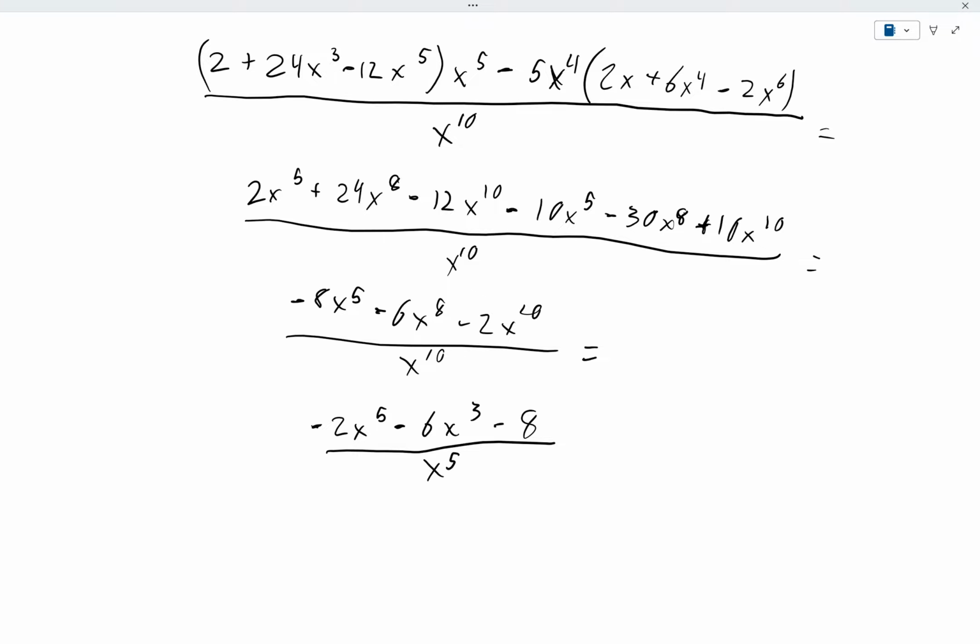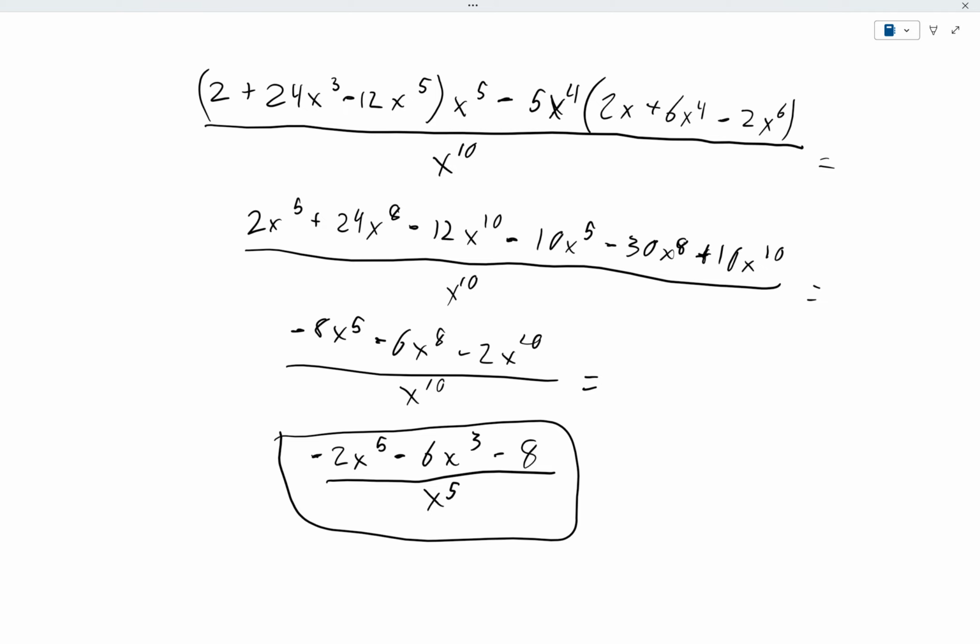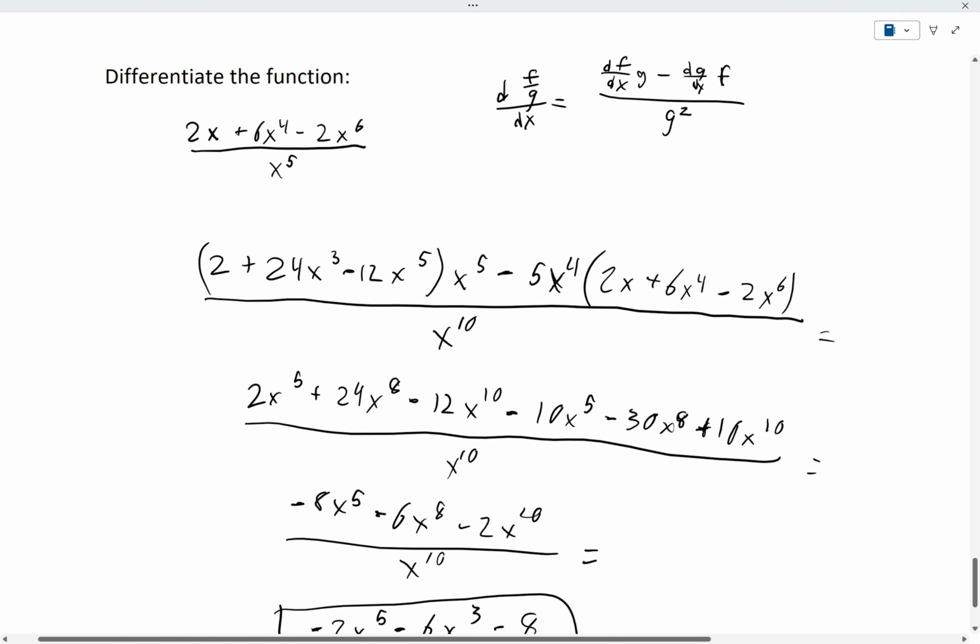So if I did that right, I just rearranged some stuff so that we have our leading power in front, and I just divided by x to the fifth in the numerator and denominator, since that's the highest power that we can pull out of each of these terms in the top here. And that's what we're left with. So that is the derivative of this original function up here.